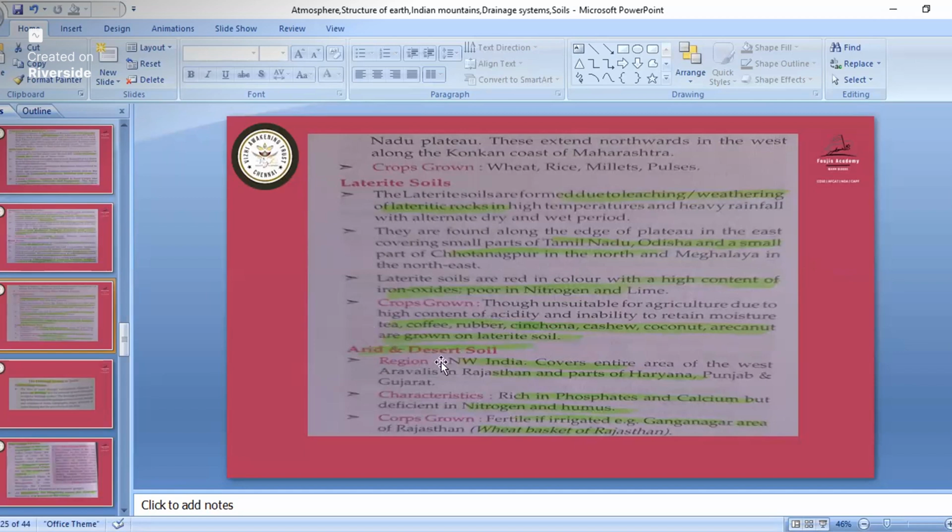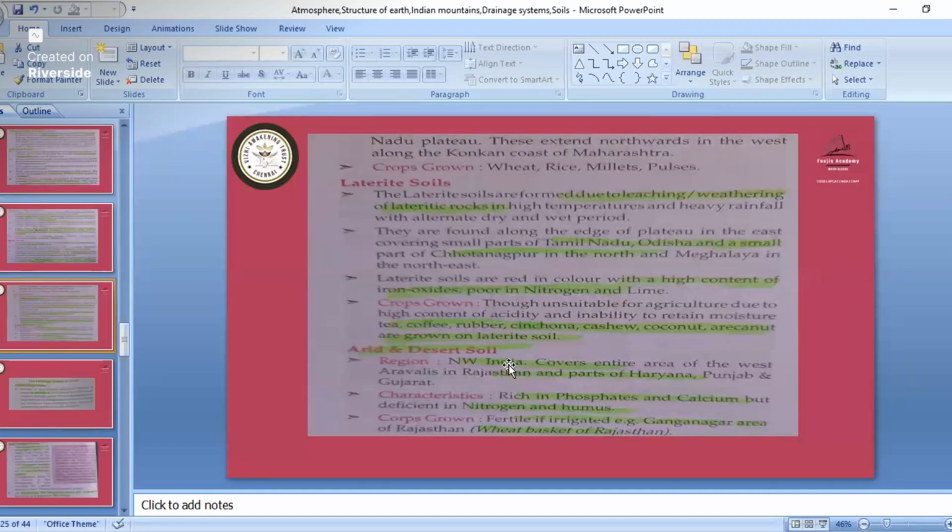Now we'll see the arid and desert soil. These soils are found mostly in the coastal area and the semi-desert area. In northwestern India it covers the entire area west of the Aravallis in Rajasthan and parts of Haryana, Punjab and Gujarat. So arid soil is found in Rajasthan, Haryana, Punjab and Gujarat. This soil is rich in phosphorus and calcium, but deficient in nitrogen and humus.